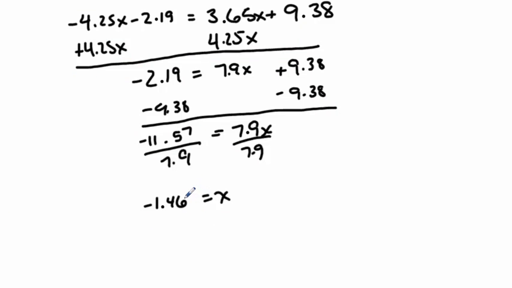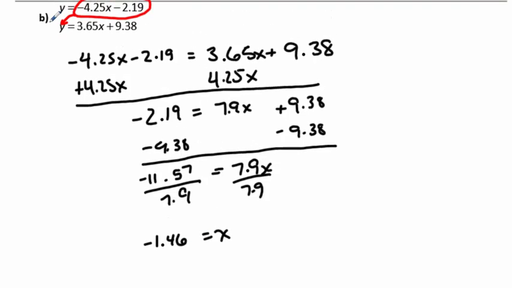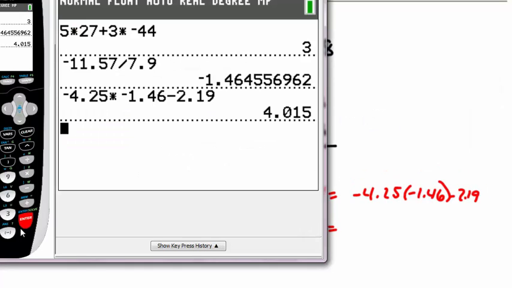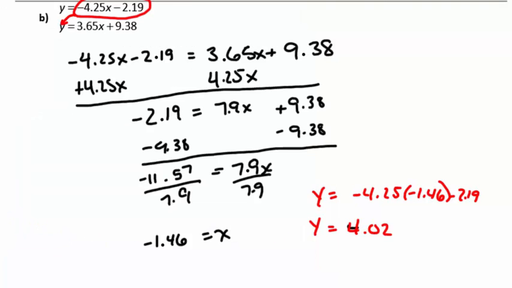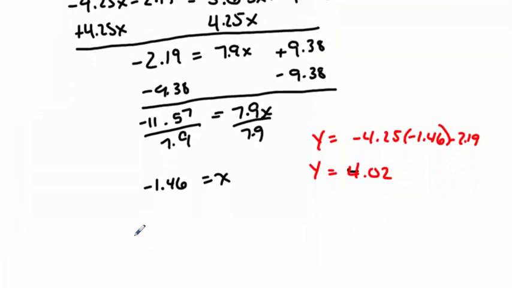And last but not least, we need to find our y value. So let's plug the x value into either equation for y. I'm going to start with the first equation there. So y equals -4.25 times -1.46 minus 2.19. I find that y is equal to 4.02 in the hundredths place. So the solution to this system is the ordered pair -1.46, 4.02.